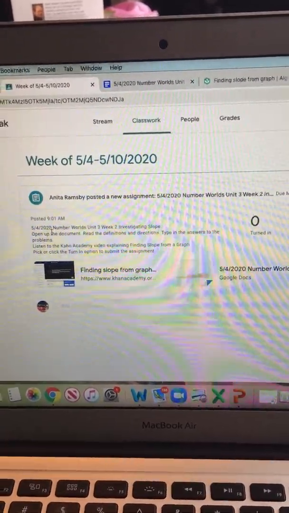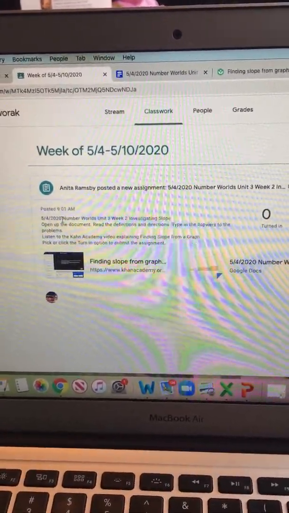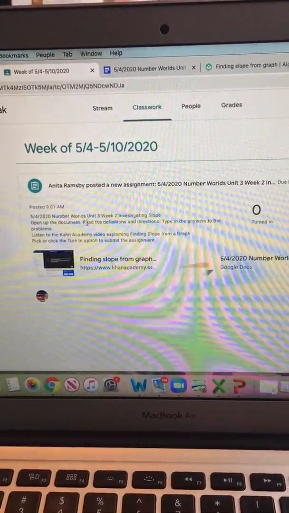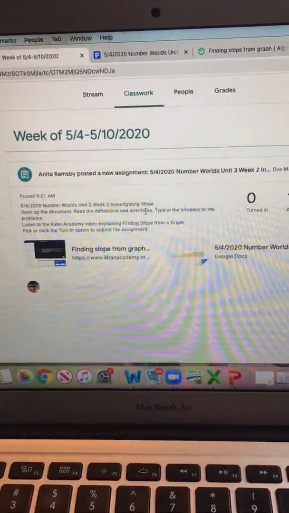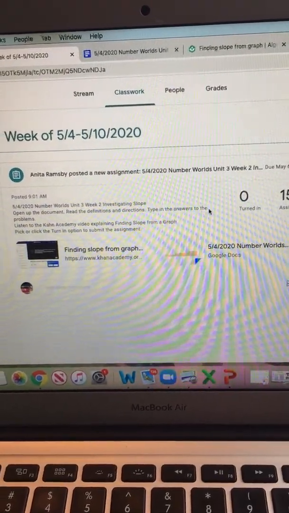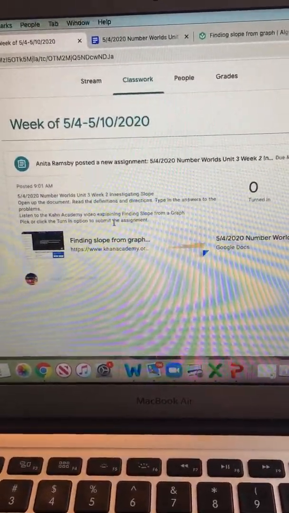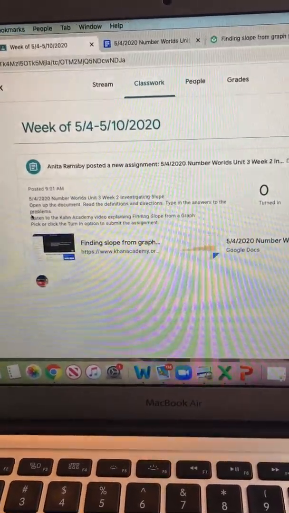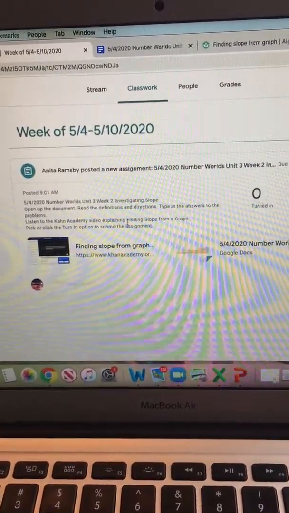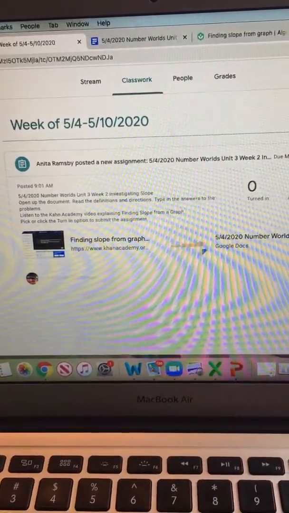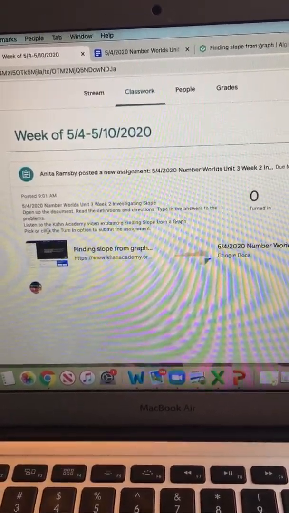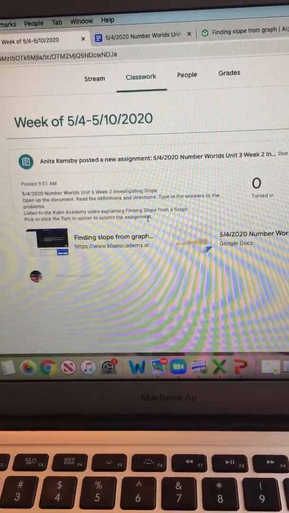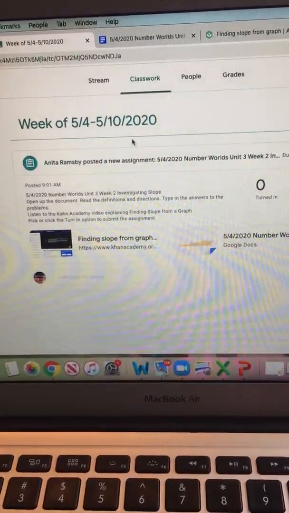And let's read what directions I put here. I said that you have to open the document. Read the definitions and directions. Type in the answers to the problems. Then after you did the document, you would listen to the Khan Academy video explaining finding slope from a graph. Click the Turn In option to submit the assignment. Then you're done.